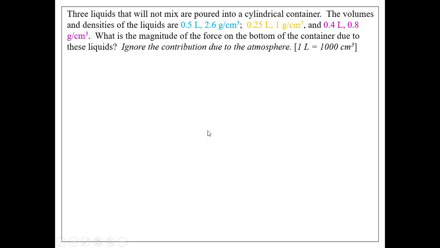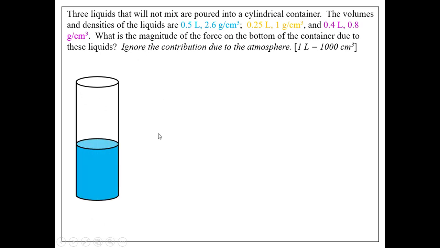So here's a little visual for you. Here is the cylinder, and I'm going to go from left to right. The first liquid holds 0.5 liters, and it has a density of 2.6 grams per centimeter cubed. So here in blue is the 0.5 liters. This is again not drawn to scale. This is just to help you visualize things.